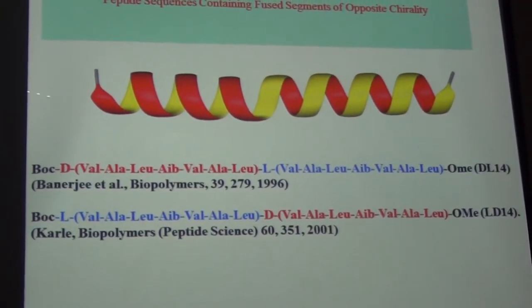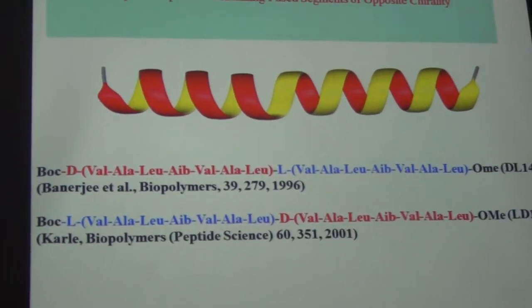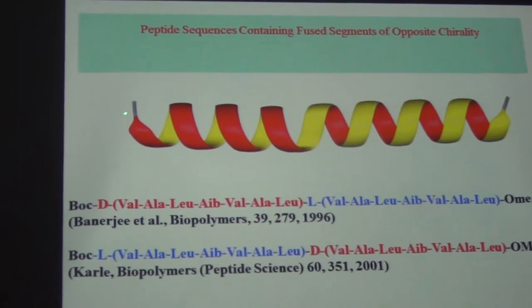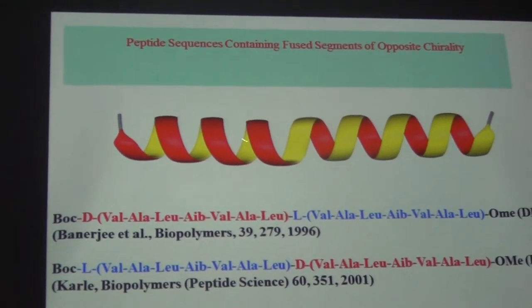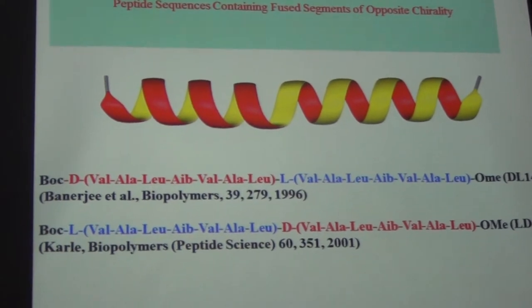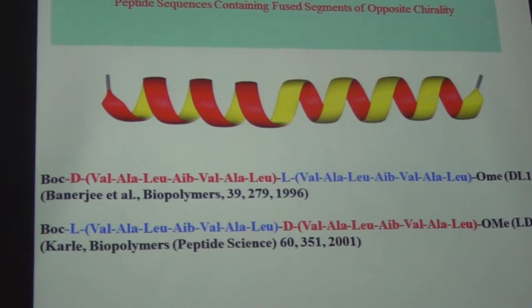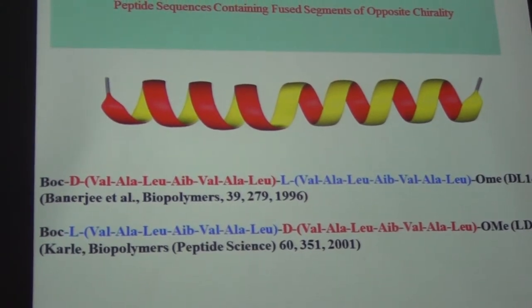In my own laboratory, sometimes this problem of hand gets into my thinking. So many years ago, I made a molecule which had a helix of one hand, joined together with a helix of another hand. So you have a screw which goes sometimes this way and sometimes that way. And we characterized it crystallographically.